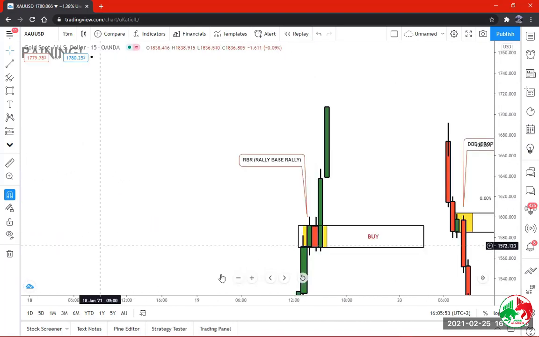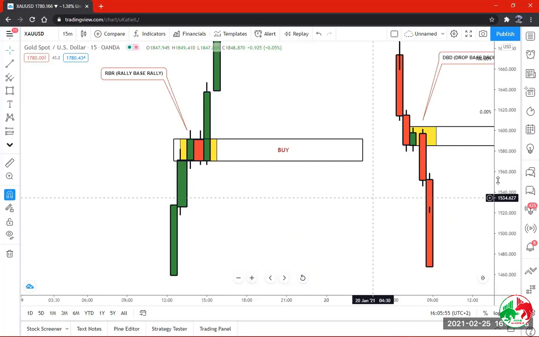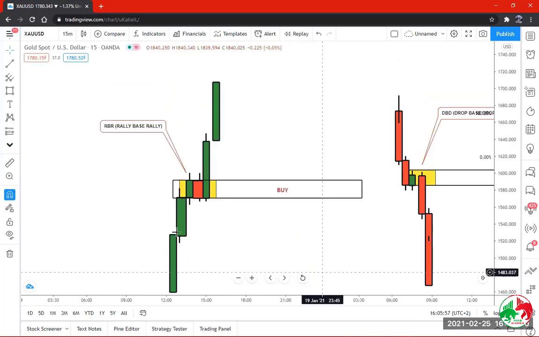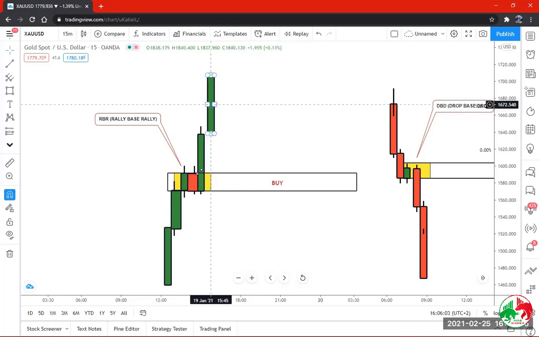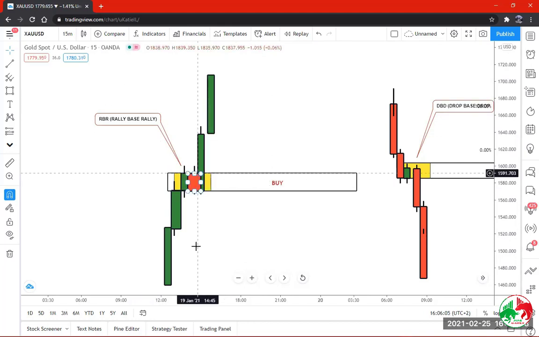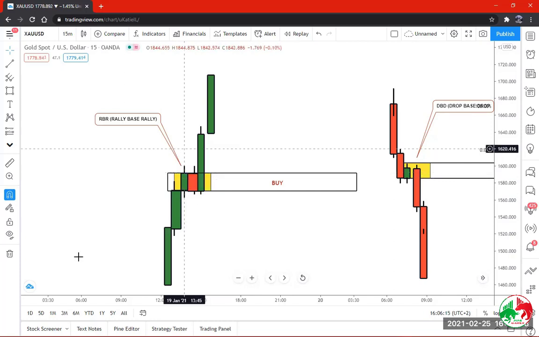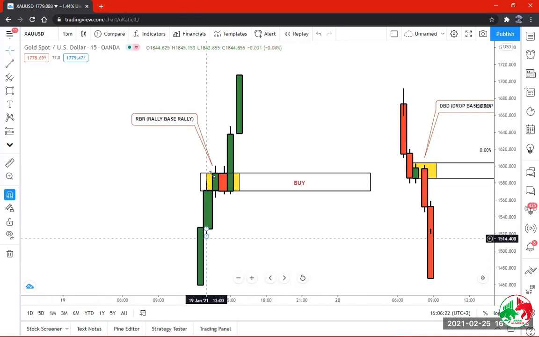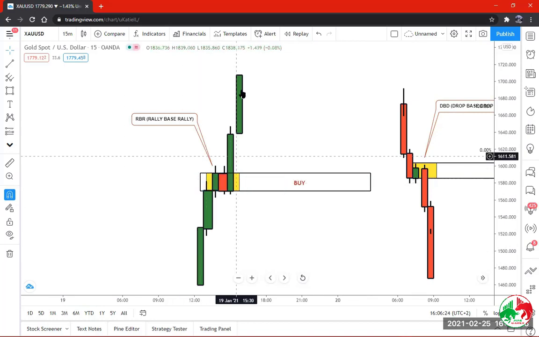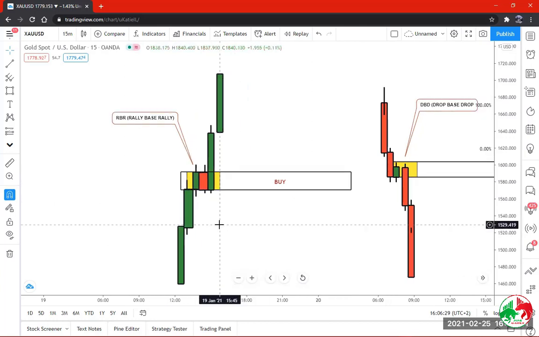So this is an example of a rally. Then we have our base, then a rally. What we're looking for is an imbalance in the base. I'll make that clear once we get to that. So for now, this is the rally, then we have our base, then we have our rally. That's a rally base rally continuation type.